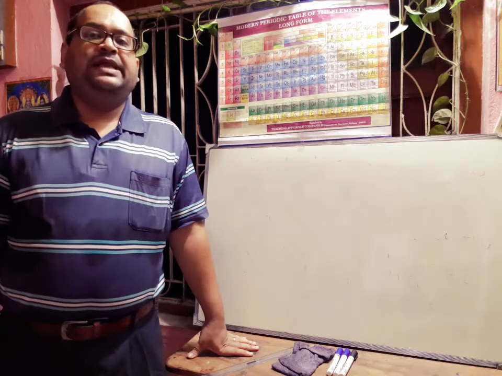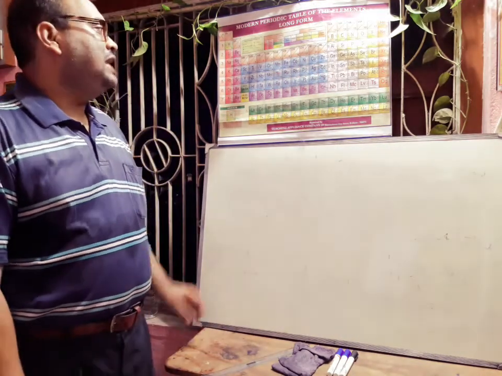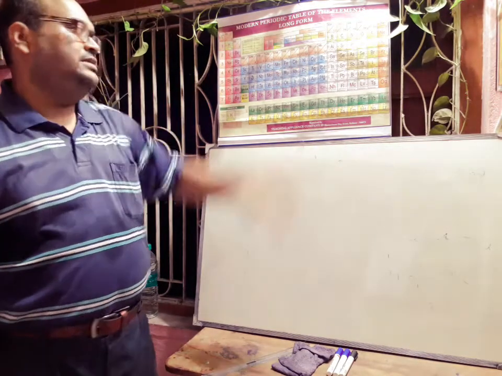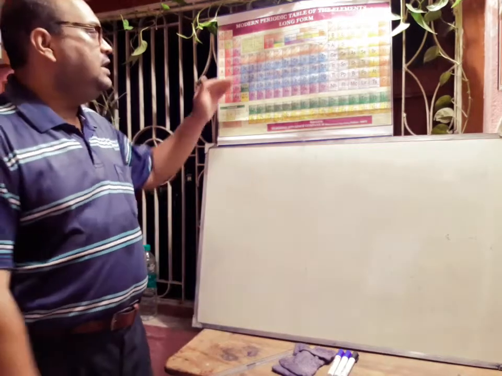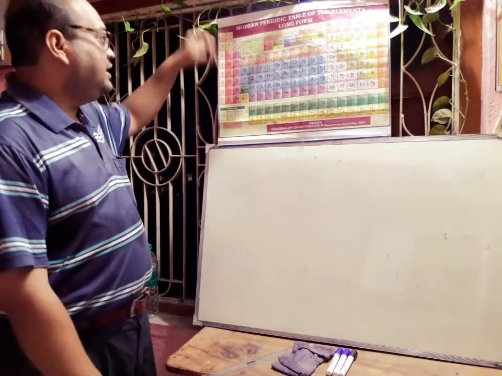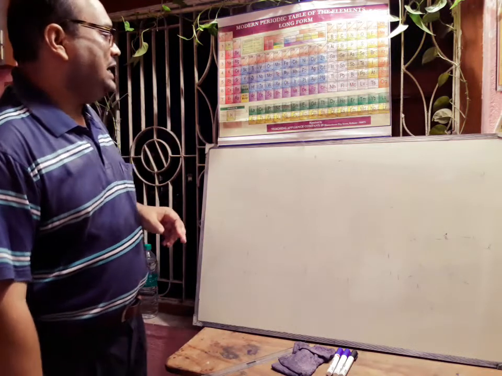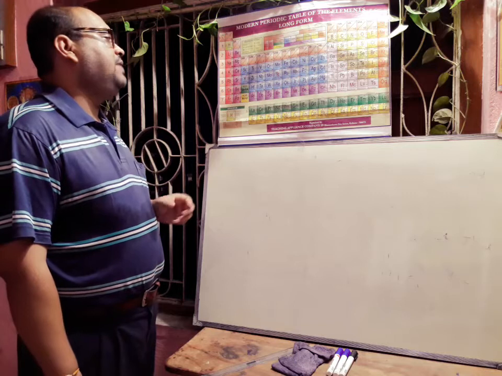Next we will discuss the variation in the periodic table. We know that if we go in a period from left to right, the ionization potential or ionization energy will definitely increase, and whenever we are going down in a group, because of the large size, the ionization energy value will decrease.